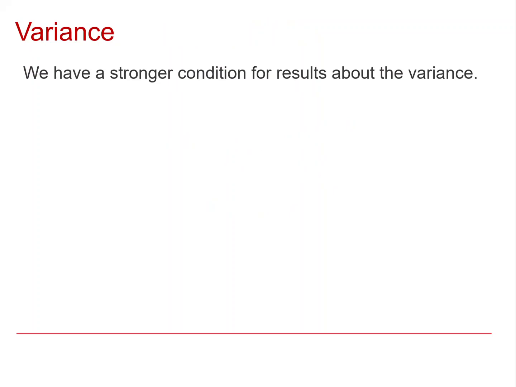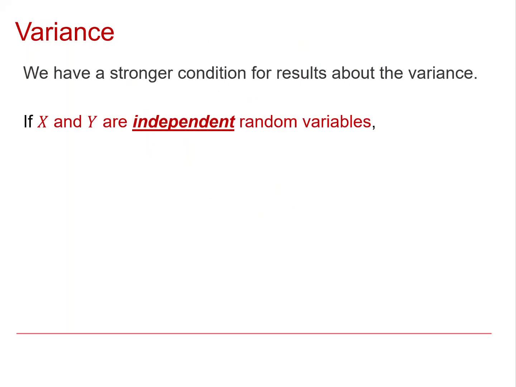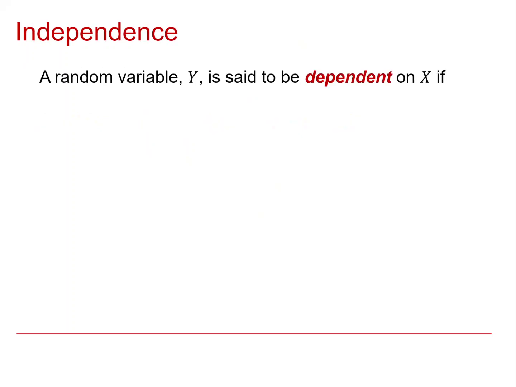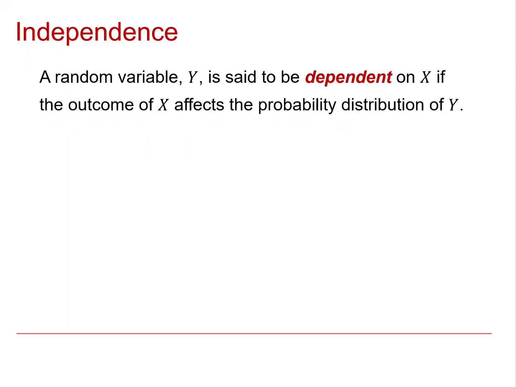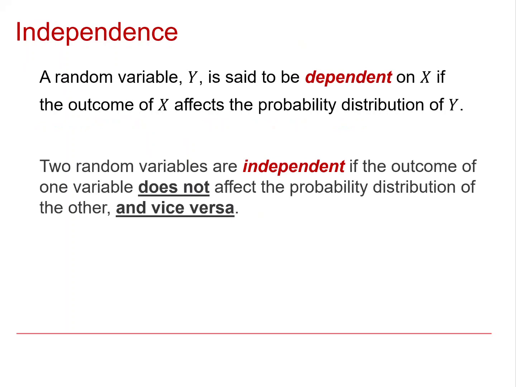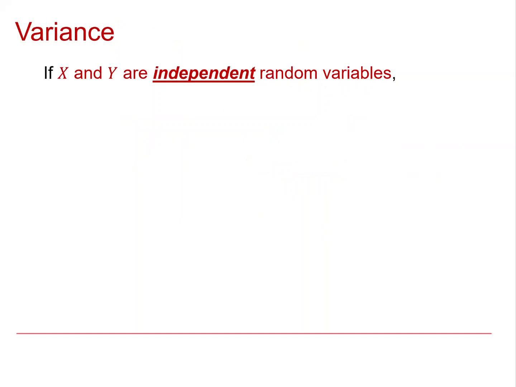Now, for equivalent results about the variance, we need an additional condition. So, if X and Y are independent random variables, what do we mean by independent in this case? Well, Y is said to be dependent on X if the outcome of X affects the probability distribution of Y. Two random variables are independent if the outcome of one variable does not affect the probability distribution of the other, and vice versa. So if this holds, then the variance of X plus Y is the variance of X plus the variance of Y.